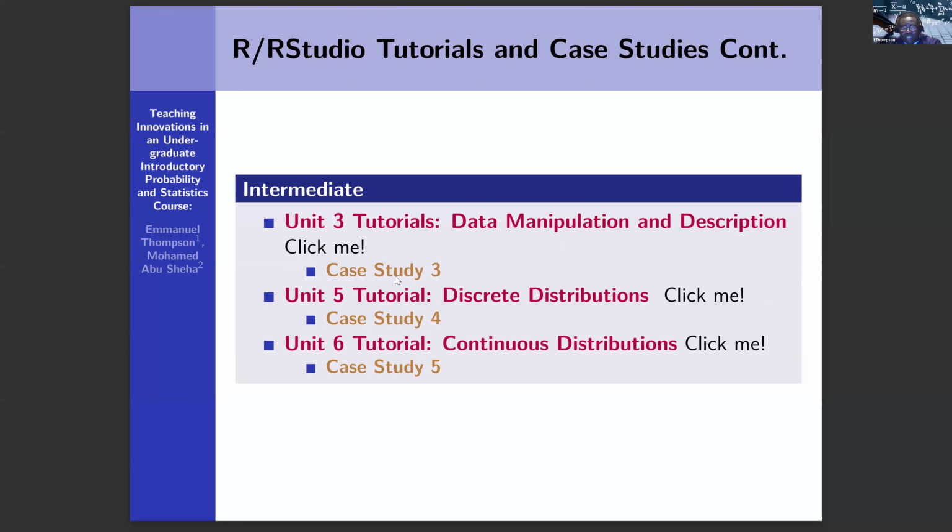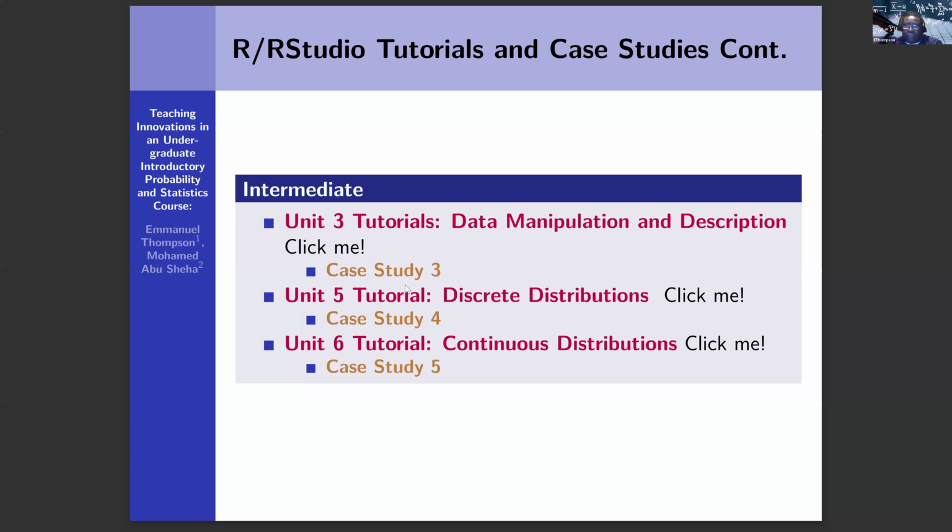Then at the intermediate level, we have 3 tutorials, which we caption Unit 3 tutorial, Unit 5 tutorial, and then Unit 6 tutorial. So in Unit 3 tutorial, that's when we expose them to data manipulation and how to describe data. And they do that using the tool of R. After that, they have a case study to practice what they have learned.